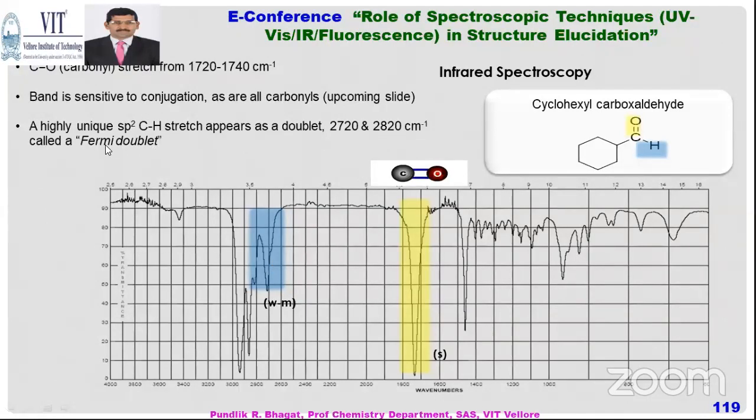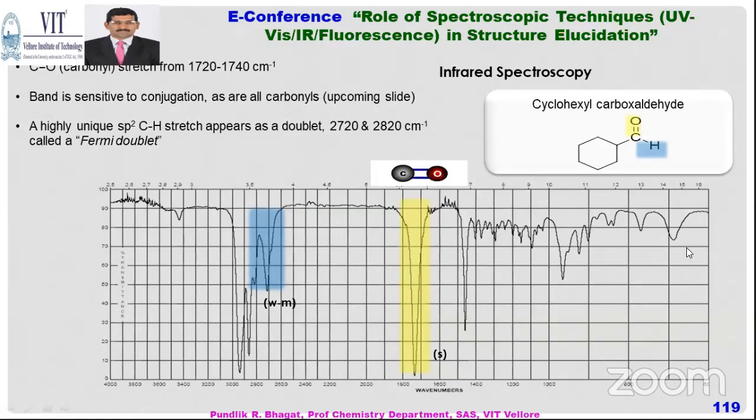This is called a Fermi doublet, also called Fermi resonance. And this is the CO group which is available here, and this is the Fermi doublet. Aldehyde group means 100% there will be a doublet. So you can identify whether your compound contains an aldehyde group or has been oxidized.